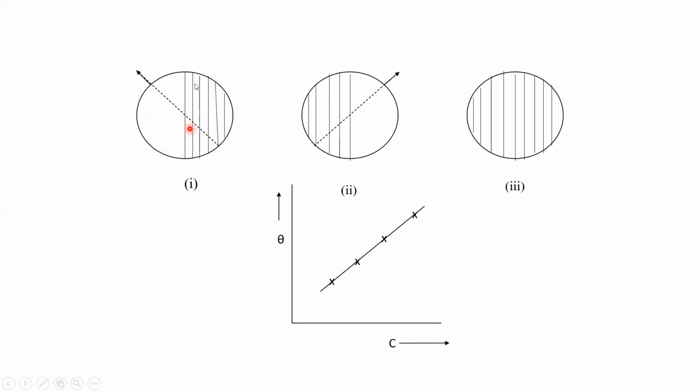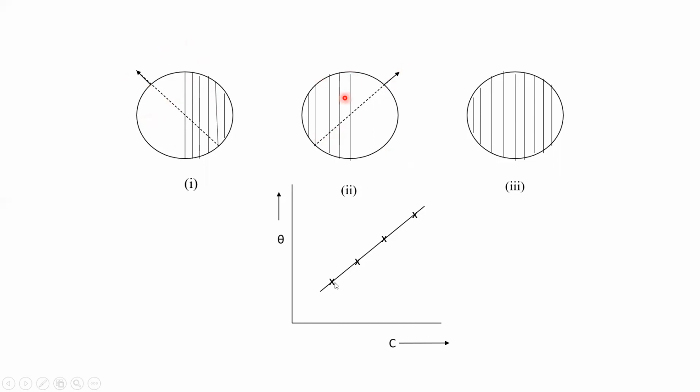It is bright when you are traveling along QCQ prime. When you are traveling along PCP prime, that will be dull. But it is equally bright when you travel along XCY. So this is a reference point when you take the concentration versus theta.